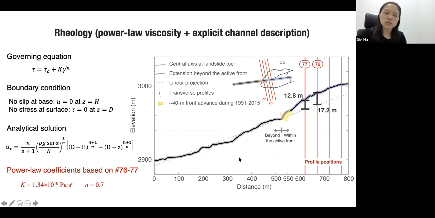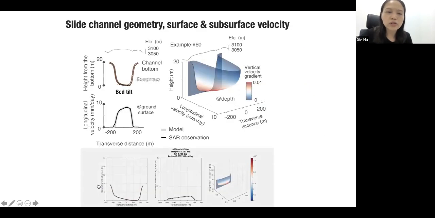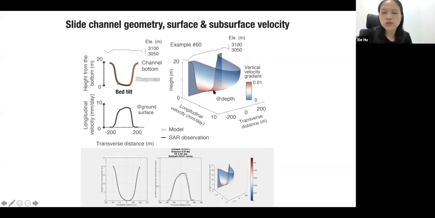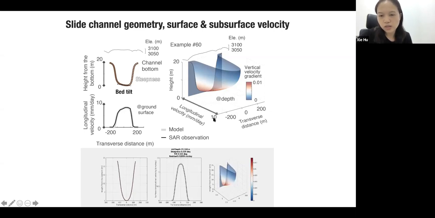We also know the average density of the landslide material and the slope angle, so we can invert for the power law coefficients K and m. And then we can further invert for the slope channel geometry for each profile, as shown in the brown curve. Below, the black and underlying gray lines show the surface deformation from SAR observation and our model. The color figure on the right shows the modeled subsurface velocity, where the x-axis is the magnitude and the y-axis is the depth, the height from the bottom.